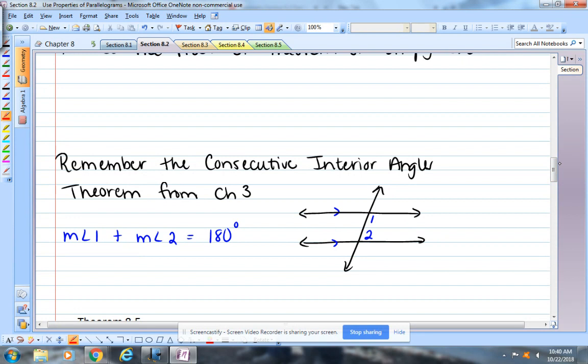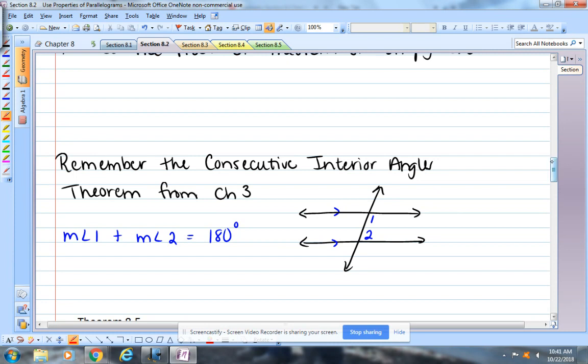Don't write this down. This is just a remembering. Do y'all remember when parallel lines, one of our properties of parallel lines is if we have consecutive interior angles, they were supplementary? So if we have parallelograms, they're made up of parallel lines, correct? And so if we have parallel lines, we have a lot of the same properties. So if we had consecutive interior angles, they add to be 180 degrees.